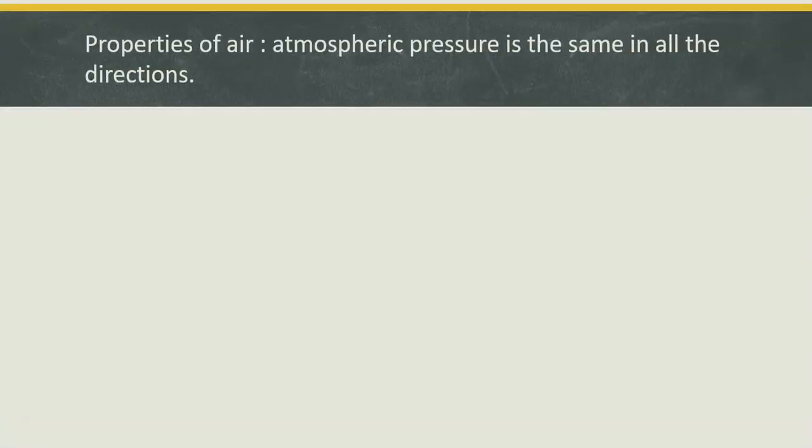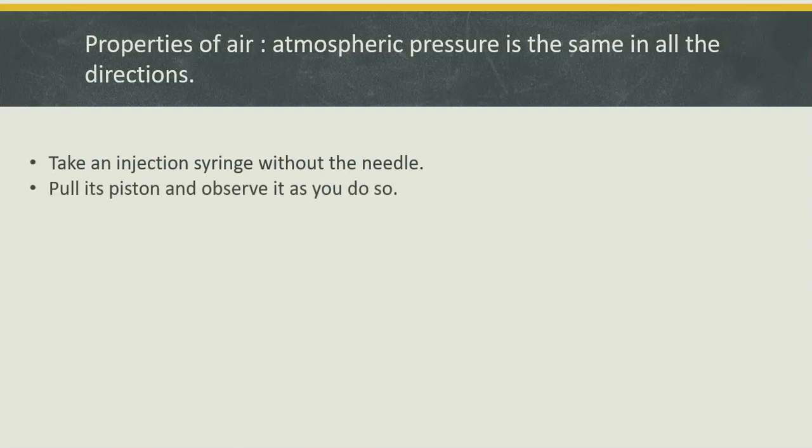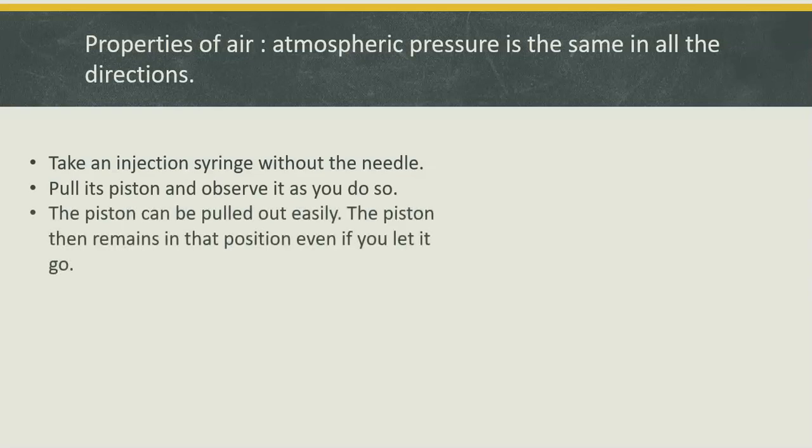The next property is that atmospheric pressure is the same in all directions. We have to take an injection syringe without the needle. Pull its piston and observe it as you do so. The piston can be pulled out easily. The piston then remains in that position even if you let it go.